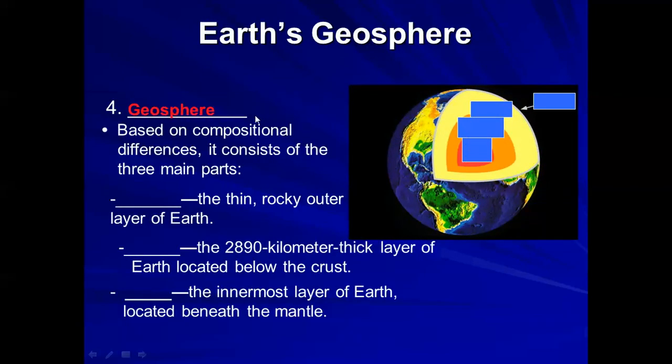Now let's talk about the geosphere. This is based on compositional differences, which means that each layer of the earth has different materials in it. The crust is the really thin, rocky outer layer of the earth. The mantle is the next layer, and it's very, very thick. It's actually the thickest layer on earth. And the core is the innermost layer of the earth, and it's located beneath the mantle.